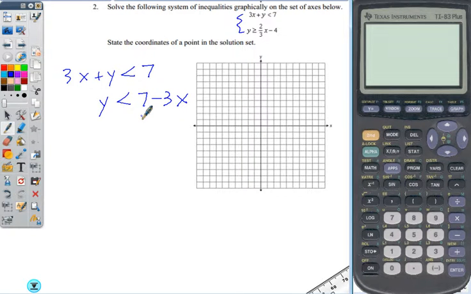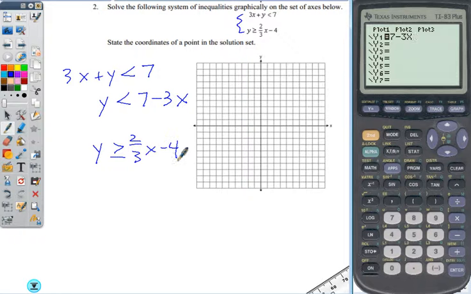Put that in my calculator. Y equals 7 minus 3x. In order to solve the inequality, you need to first graph the equation. So I'm using my calculator to graph the equation. The next inequality is already solved for y. Y is greater than or equal to 2/3 x minus 4.